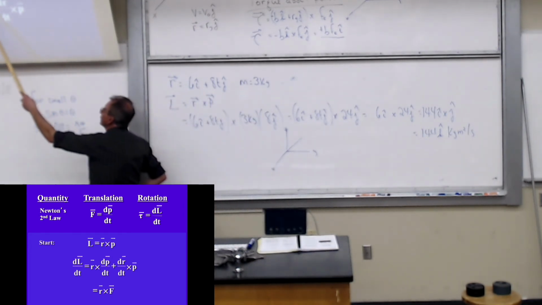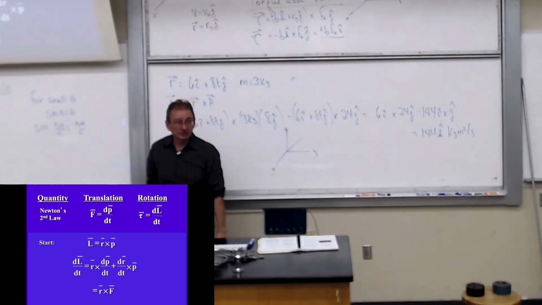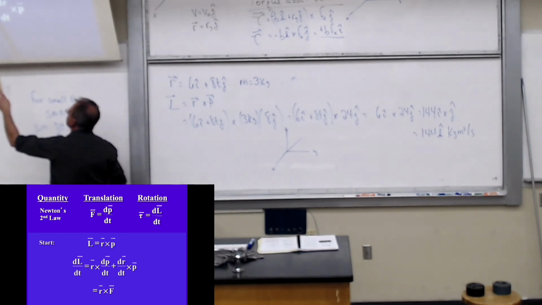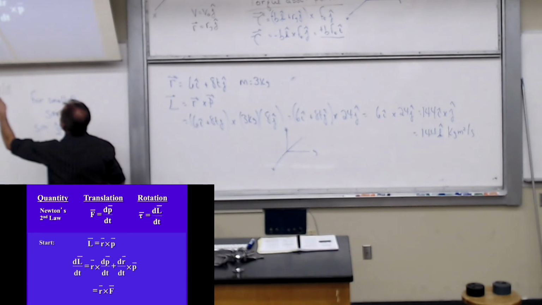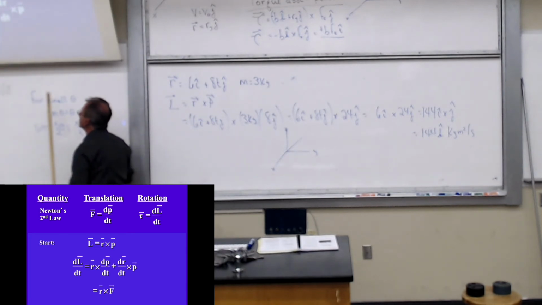When you take the derivative of this, you use the product rule for differentiation. You take the derivative of the first term, cross the second term, which we have here, plus the derivative of the second term times the first term. I said it backwards.